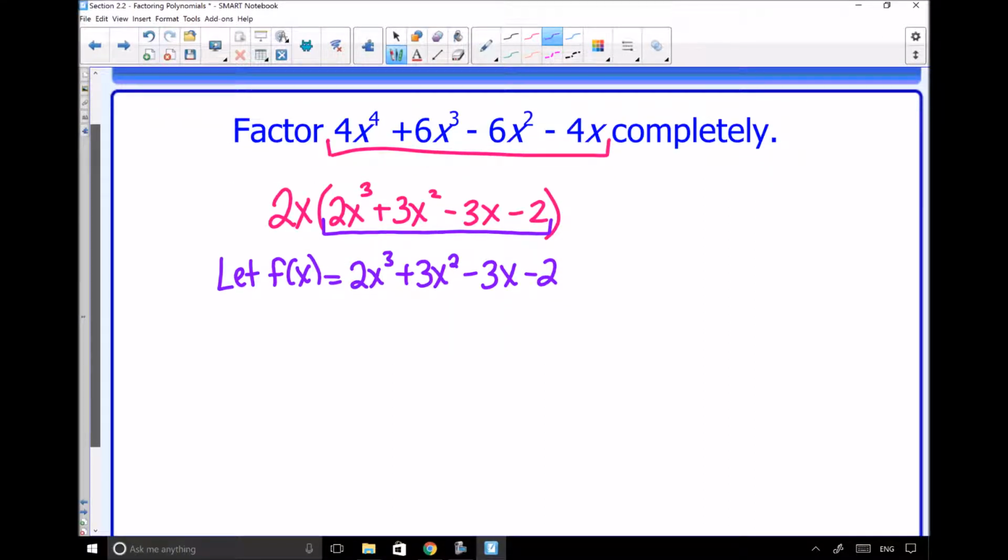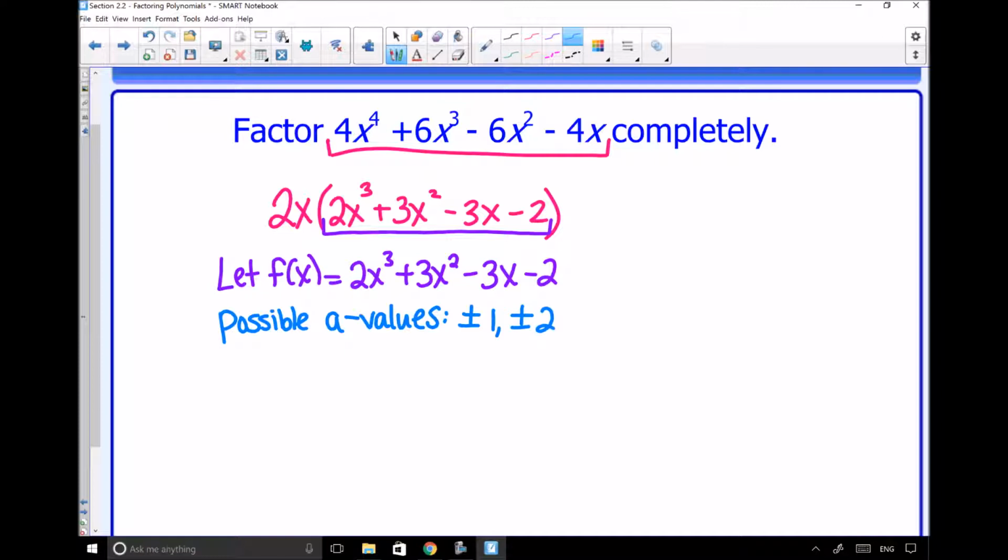Okay, so once I've done that, I'm going to look for possible a values. Well, my possible a values are going to be factors of my constant term. So right here, my constant term is -2. So what are some possible a values? It could be plus or minus 1 or plus or minus 2. Well, this works out really nicely because we only have 4 options. So let's see what ends up happening.